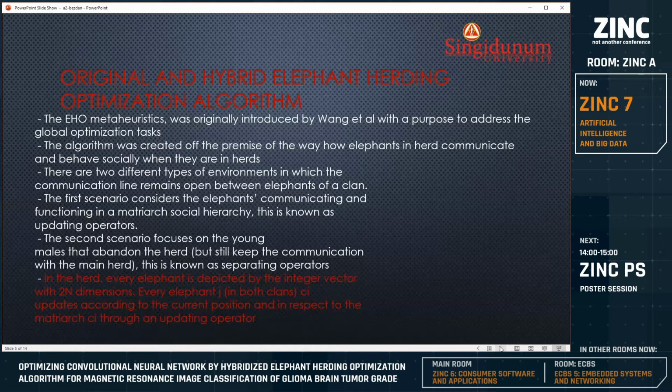And also now further discussing the variables of the actual proposed algorithm. I'm going to just explain briefly here that in the herd, every elephant is depicted with an integer vector of dimension 2n. Every elephant j in clan ci updates according to its current position and with respect to the matriarch ci through an updating operator. Subsequently, the variation of the population in the herd is improved by applying the separating operator in the next generations of the algorithm's execution.